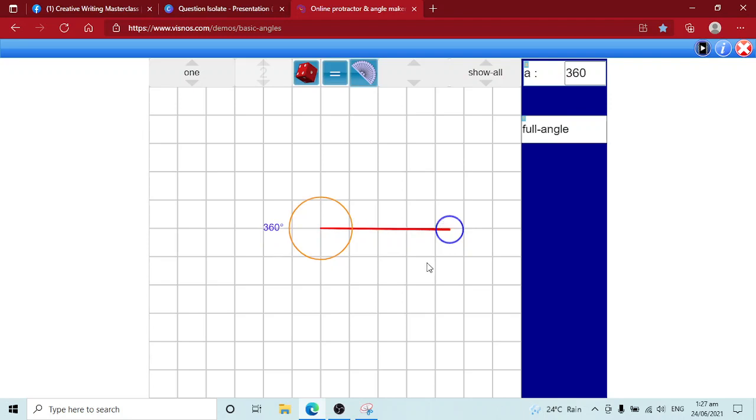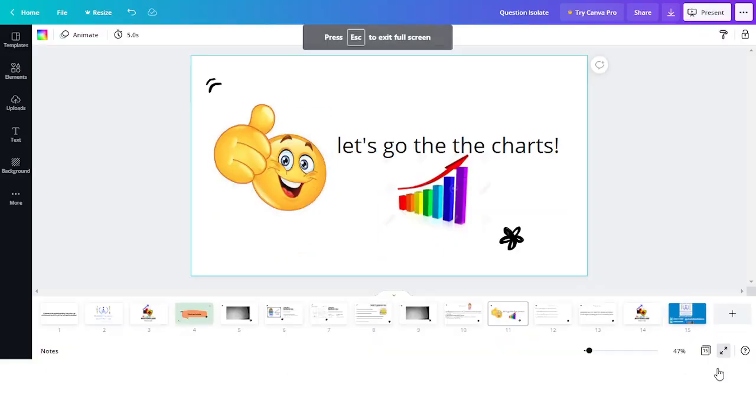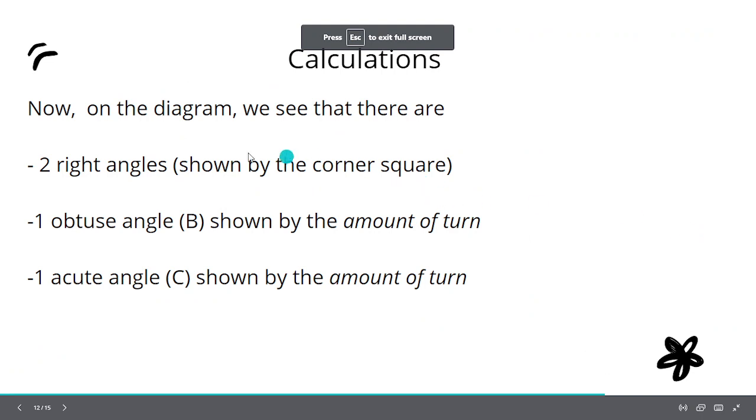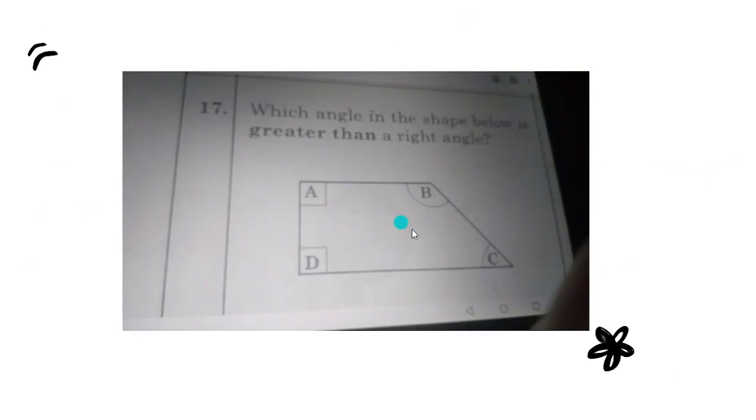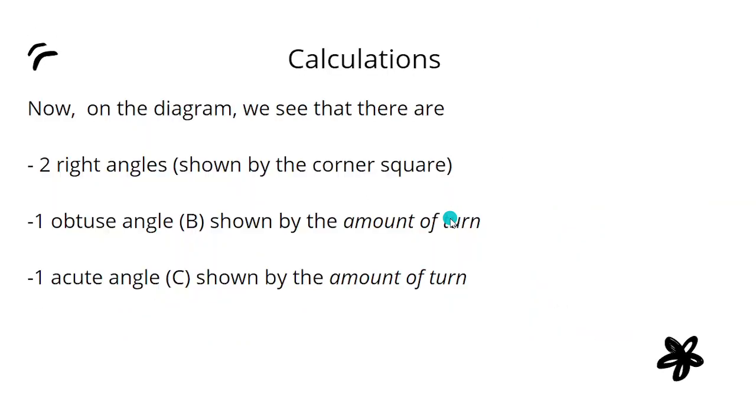360, full angle, circle. So those are your angles practically explained there on graph. Okay. So now that we're coming back from the charts, from the diagram, that would be the diagram of the question. On the diagram, we see that there are two right angles shown by the corner square. Let's go back to the question. There are two right angles. And if you guys look very carefully, the two right angles seen here are A and D. So we know those are 90-degree angles. Those are right angles. Continuing on, we need to look at B and C.